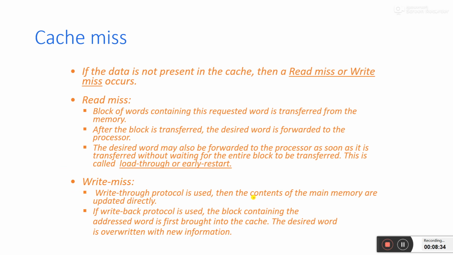Now, what is a write miss? If the write-through protocol is used, then the content of the main memory is updated directly. If the write-back protocol is used, the block containing the addressed word is first brought into the cache. The desired word is then overwritten with new information.